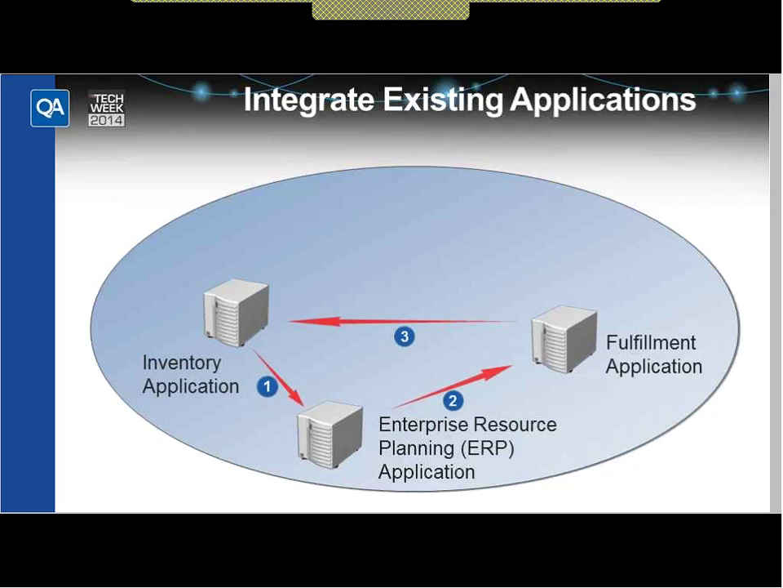So the inventory application tells the ERP application it's running out of stock of something. The ERP application does its thing and passes a message onto the fulfillment application saying, please order more of this. And ideally, the fulfillment application then passes a message back to say, there's more on the way, stop panicking. It's very easy to draw the arrows on a PowerPoint diagram. It's extremely difficult to actually write the code that those arrows represent.